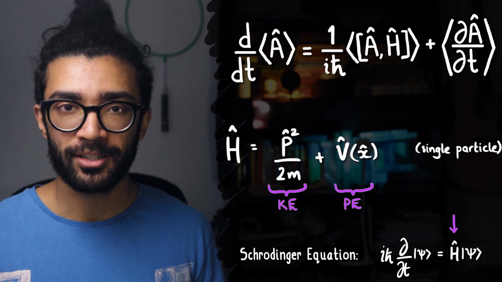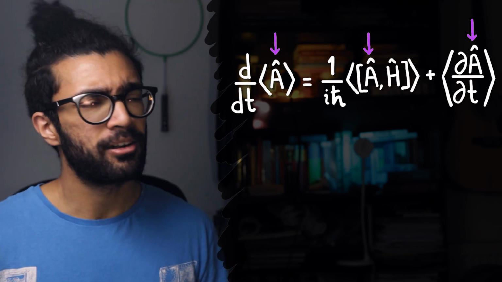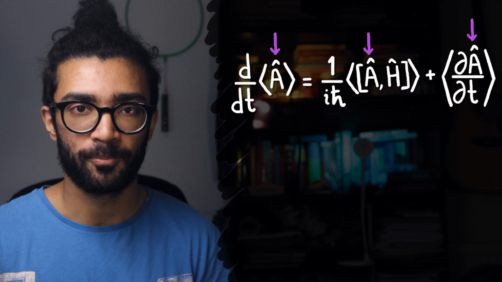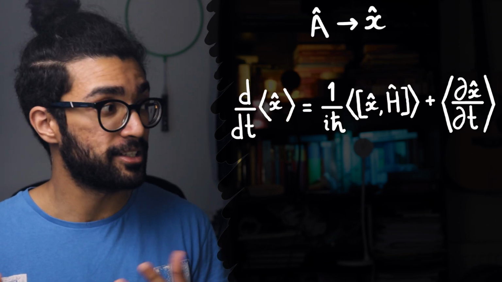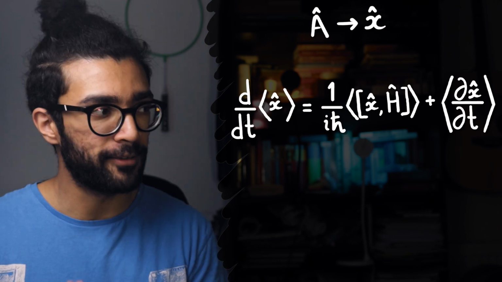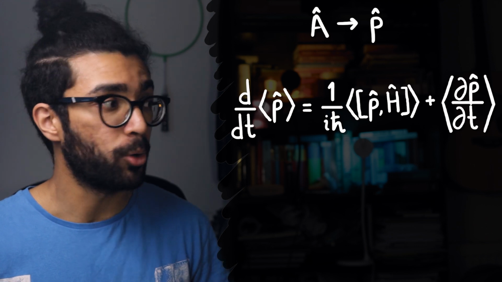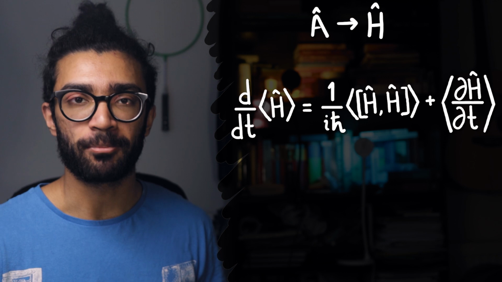And aside from the Hamiltonian operator, we've also got these A's all over the place. Now, A is just a generic placeholder for any other operator that we want to substitute into Ehrenfest's theorem. The idea is that we can take another operator, say the position operator, and substitute it into Ehrenfest's theorem wherever we see the A operator. Or we could do this with the momentum operator, or even the Hamiltonian. So A by itself doesn't mean anything, it's just a generic placeholder.